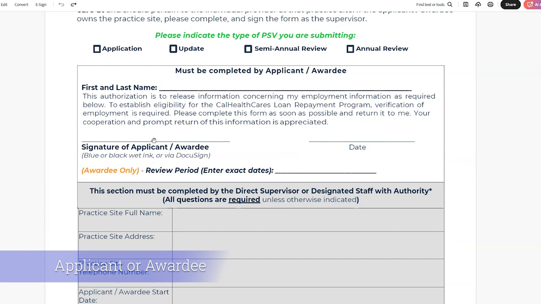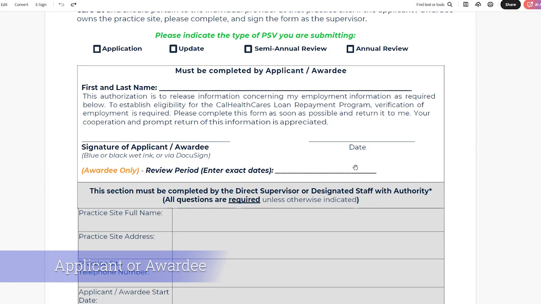Going back to the signature for a moment, what this means is it could be a scanned copy of a wet ink signature or a DocuSign signature, which is the only accepted electronic signature. PDF signatures, for example, would not be sufficient. By signing, you are authorizing the release of employment information as it pertains to meeting your program requirements.